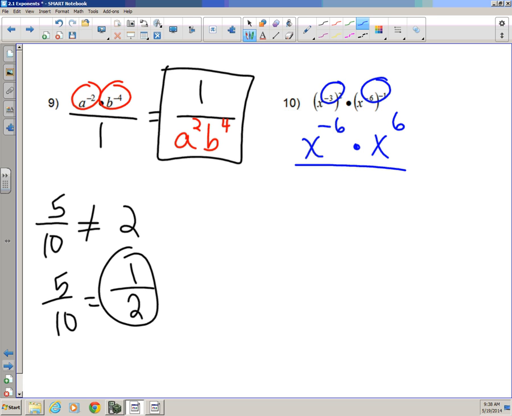Then I would say, okay, I've got some negative exponents here. This thing has to move. So what doesn't move is the one that wasn't circled. What does move is the one with the negative exponent. But anything divided by itself just turns into one whole.